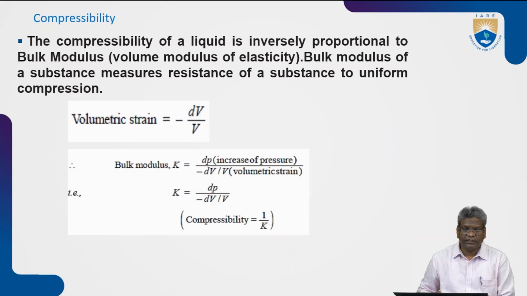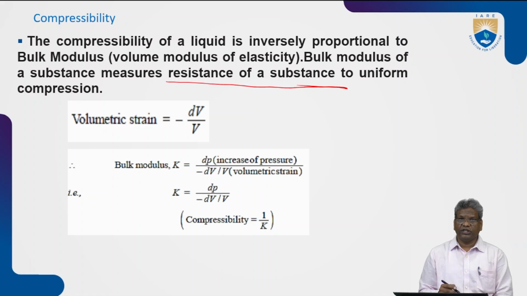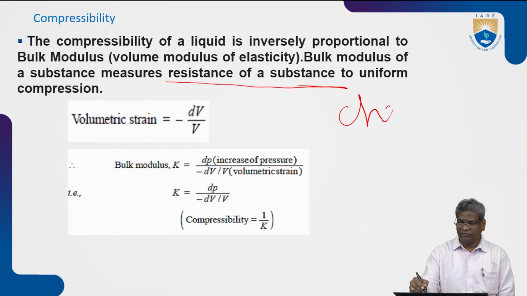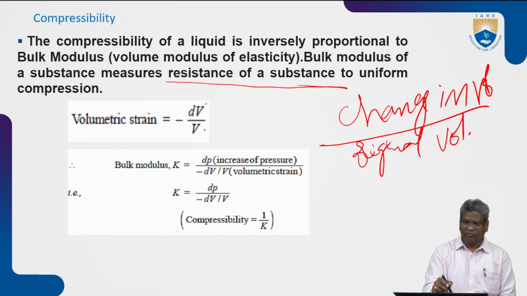You can see here the compressibility of a liquid is inversely proportional to the bulk modulus, that is nothing but the volume modulus of elasticity. Bulk modulus of a substance measures the resistance of the substance to uniform compression. What is volumetric strain? Change in volume divided by original volume.